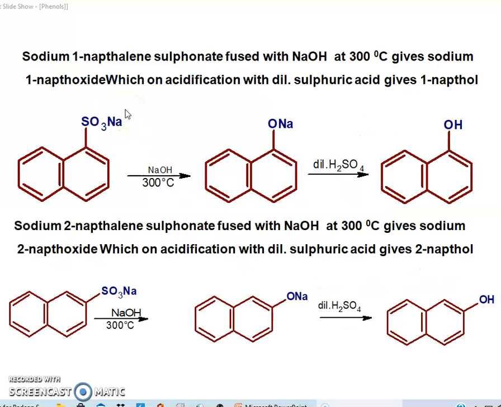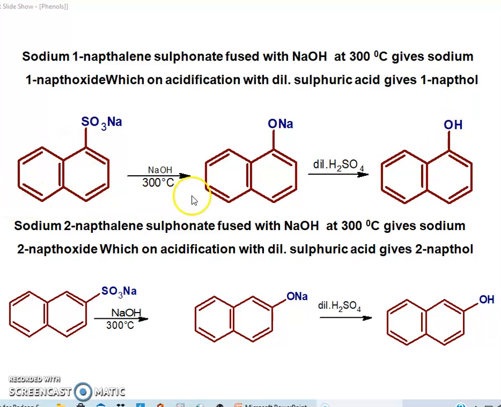Now next, new reactions we see here. If we treat sodium 1-naphthalene sulfonate at 300 degrees centigrade with sodium hydroxide, what is the product? The alpha naphthol it gives, another name is 1-naphthol.